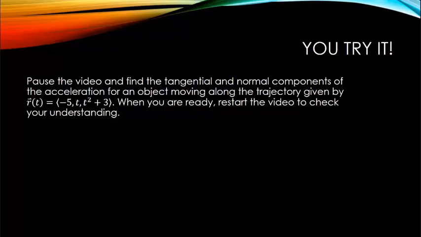Pause the video and find the tangential and normal components of the acceleration for an object moving along the trajectory given by the vector r of t is equal to a vector with the components negative 5, t, and t squared plus 3. When you're ready, restart the video to check your understanding.